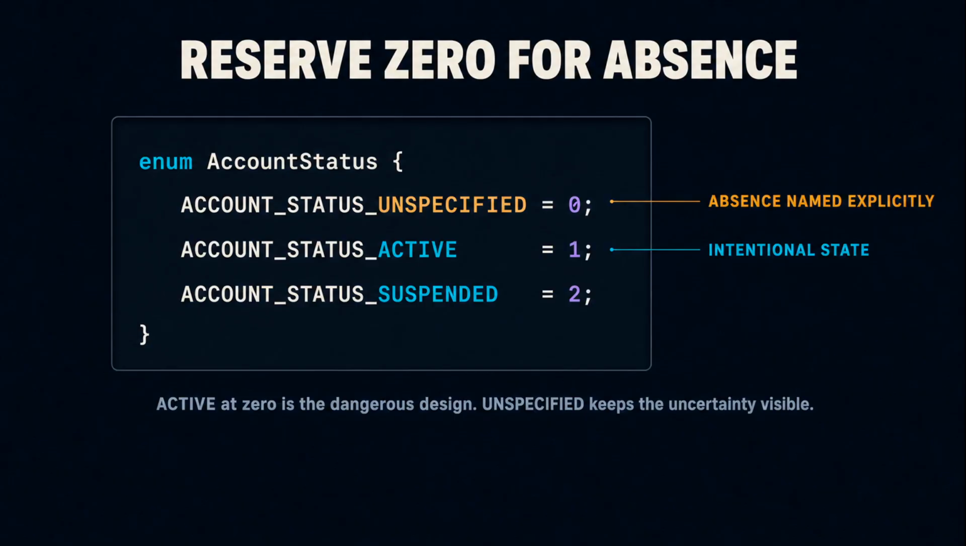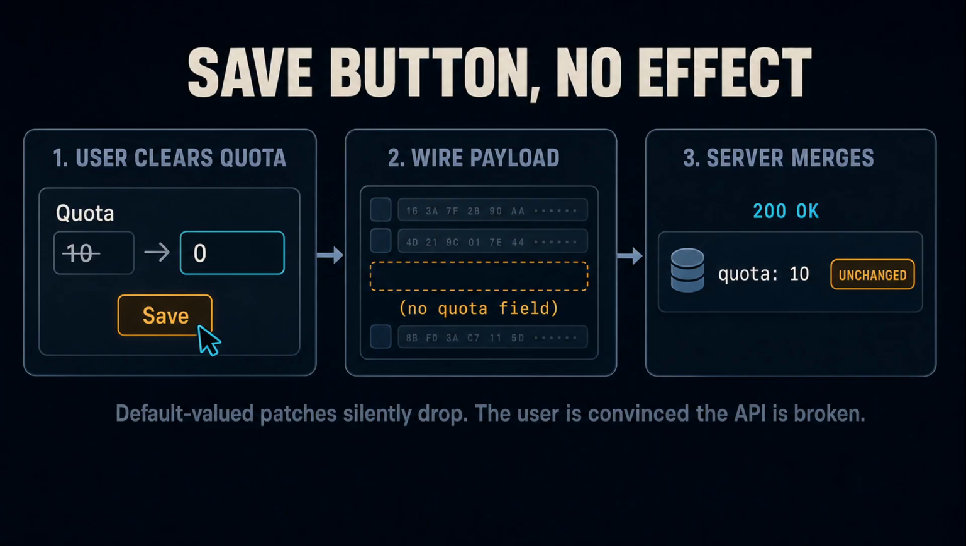Enums have their own version of the sentinel pattern, and Chapter 5 already gave it to us. Put an unspecified value at 0. Real business states start at 1. Right. Account status unspecified reads as the field was never set, or the sender did not know. Account status active and account status suspended are intentional states. It is still a default value. The default is just named as absence instead of pretending to be a real state. And that is exactly why active at 0 is such a dangerous enum. The default looks like a real product decision. Unspecified keeps the uncertainty visible.